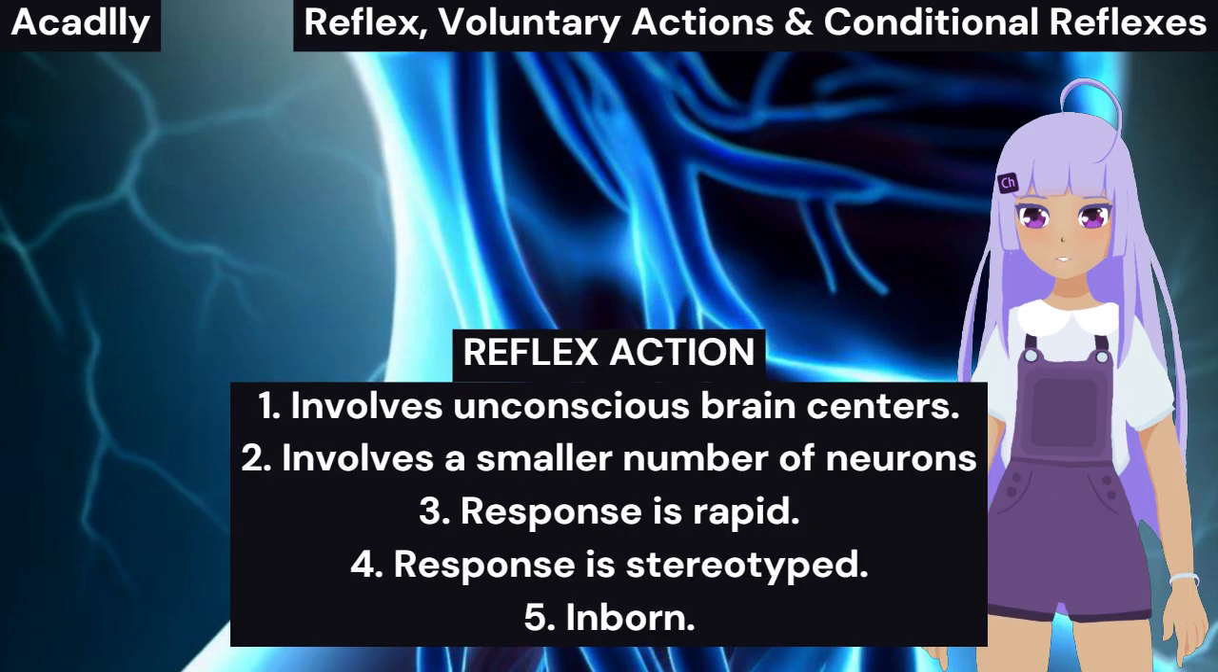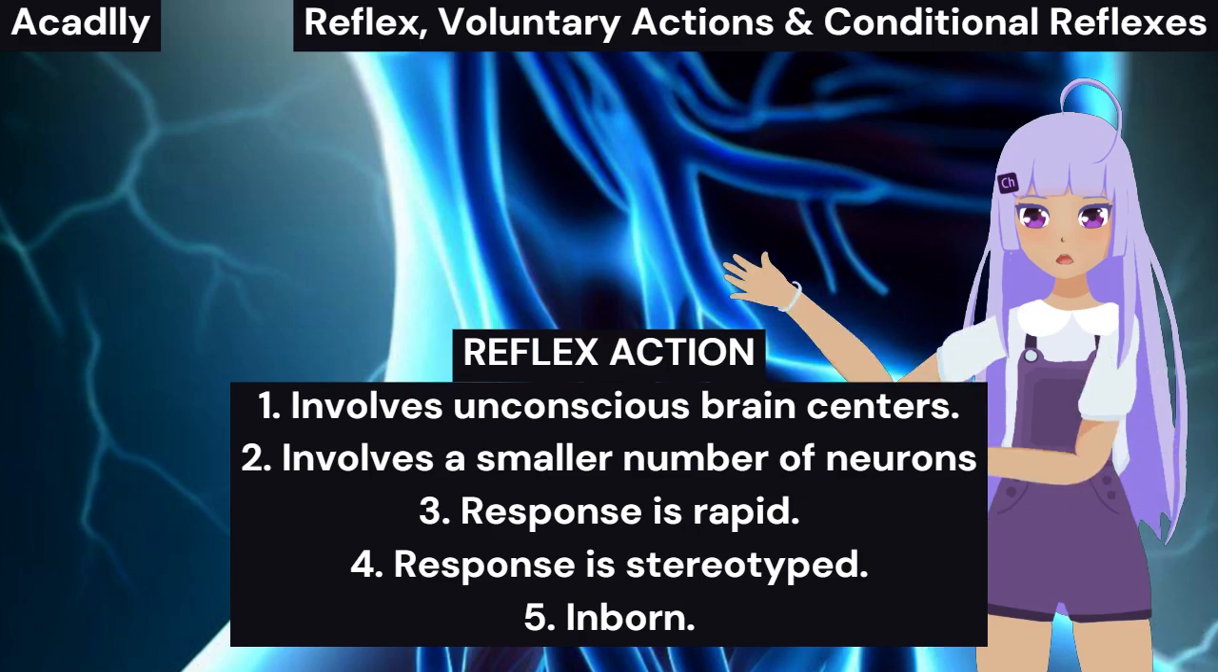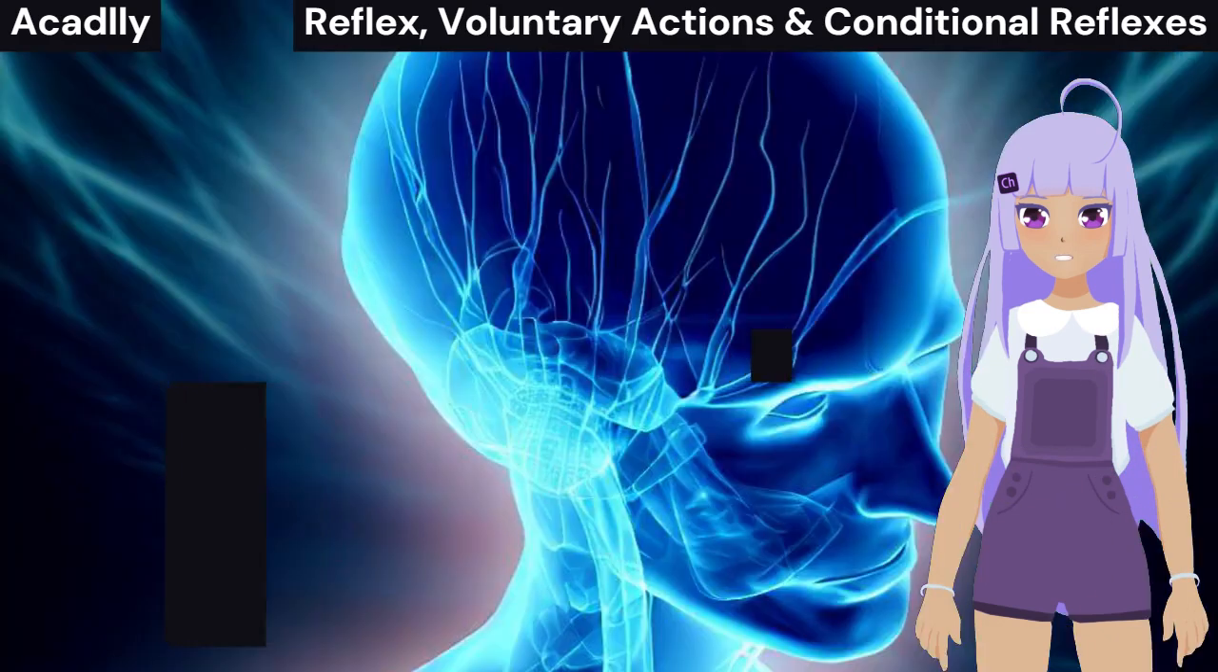Differences between reflex and voluntary actions. Reflex action. 1. Involves unconscious brain centers. 2. Involves a smaller number of neurons. 3. Response is rapid. 4. Response is stereotyped. 5. Inborn.